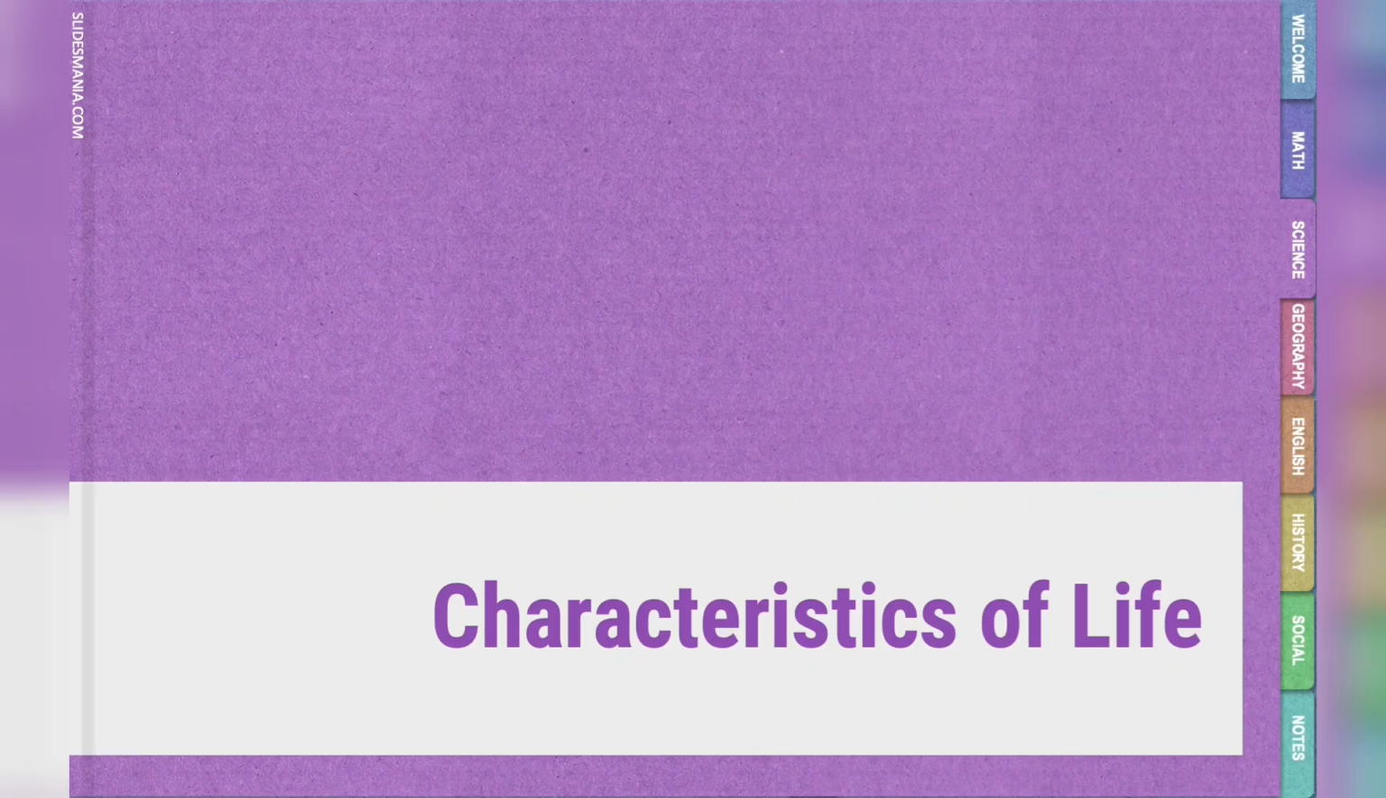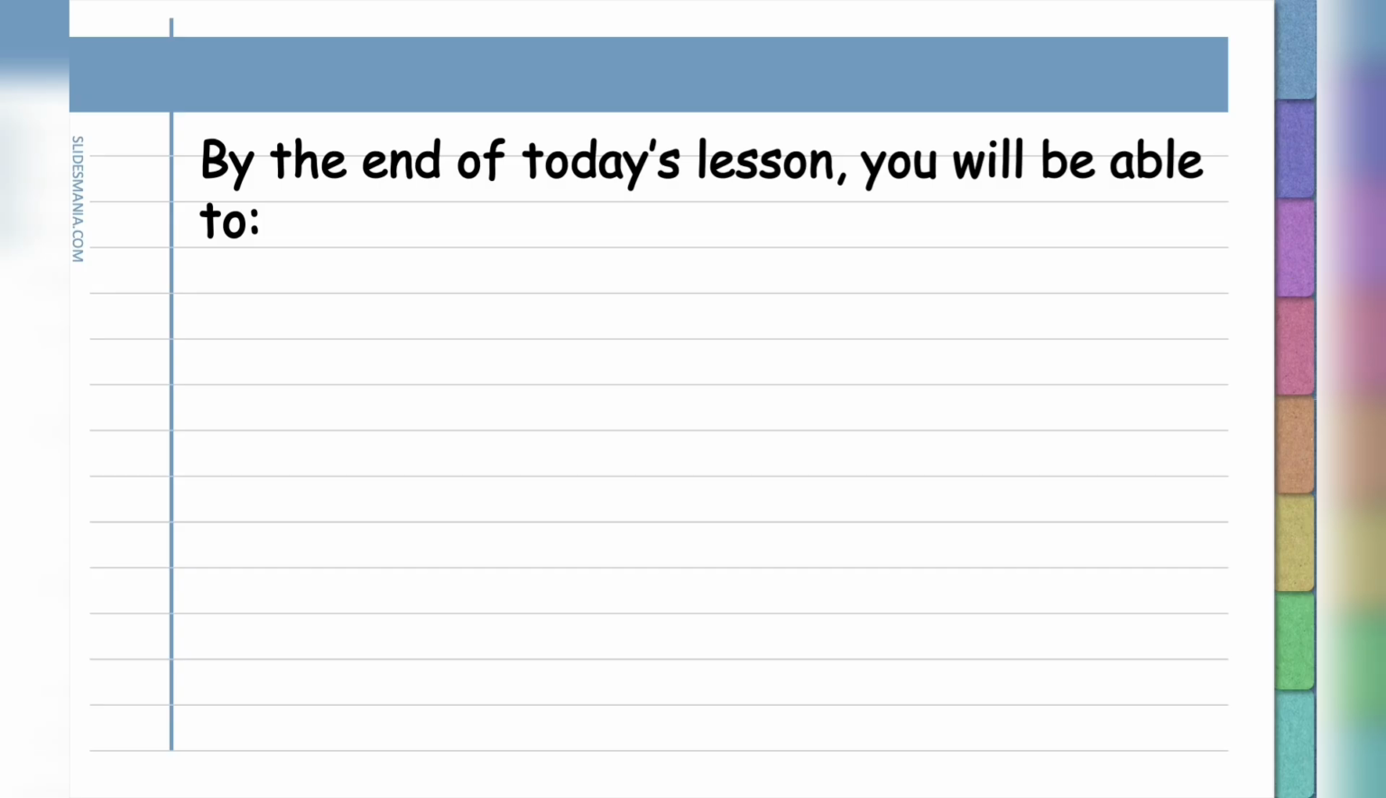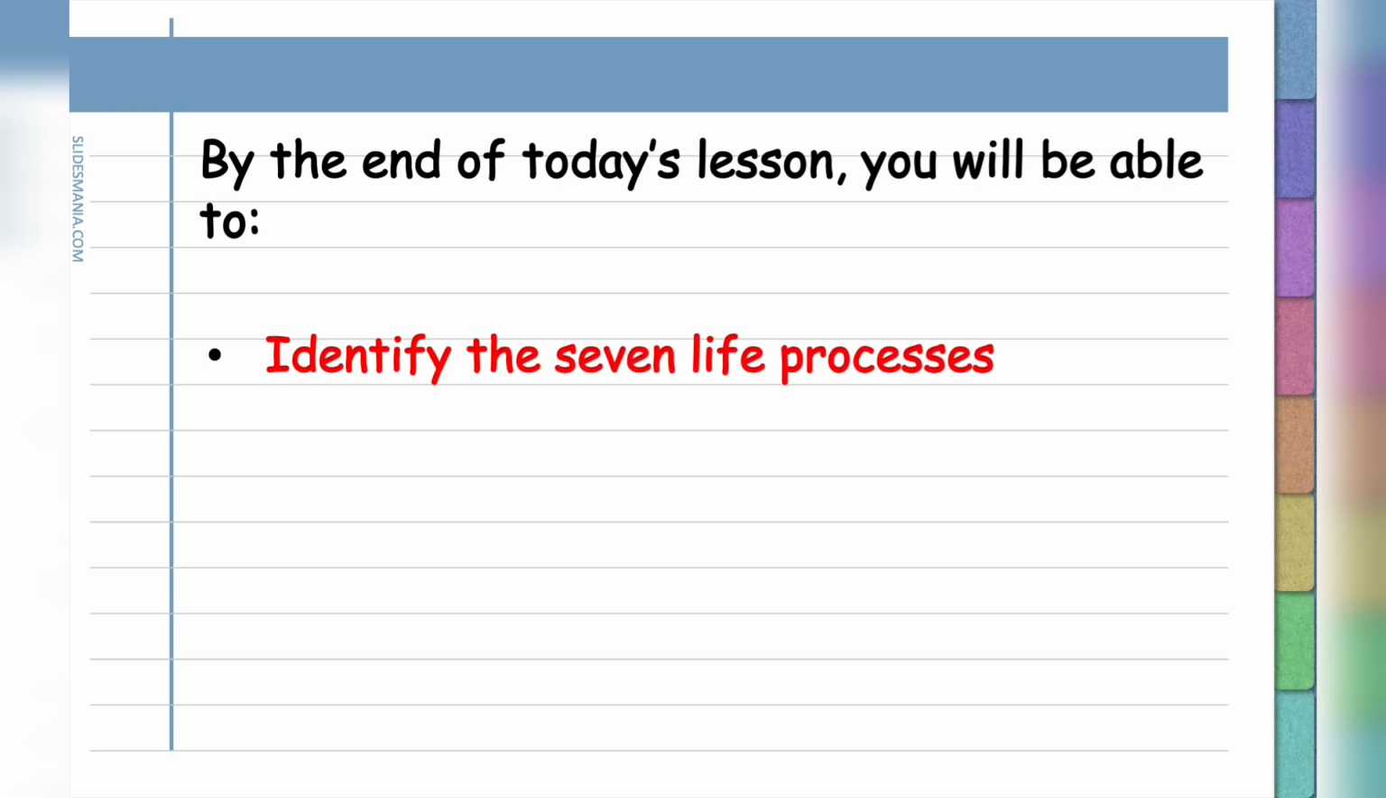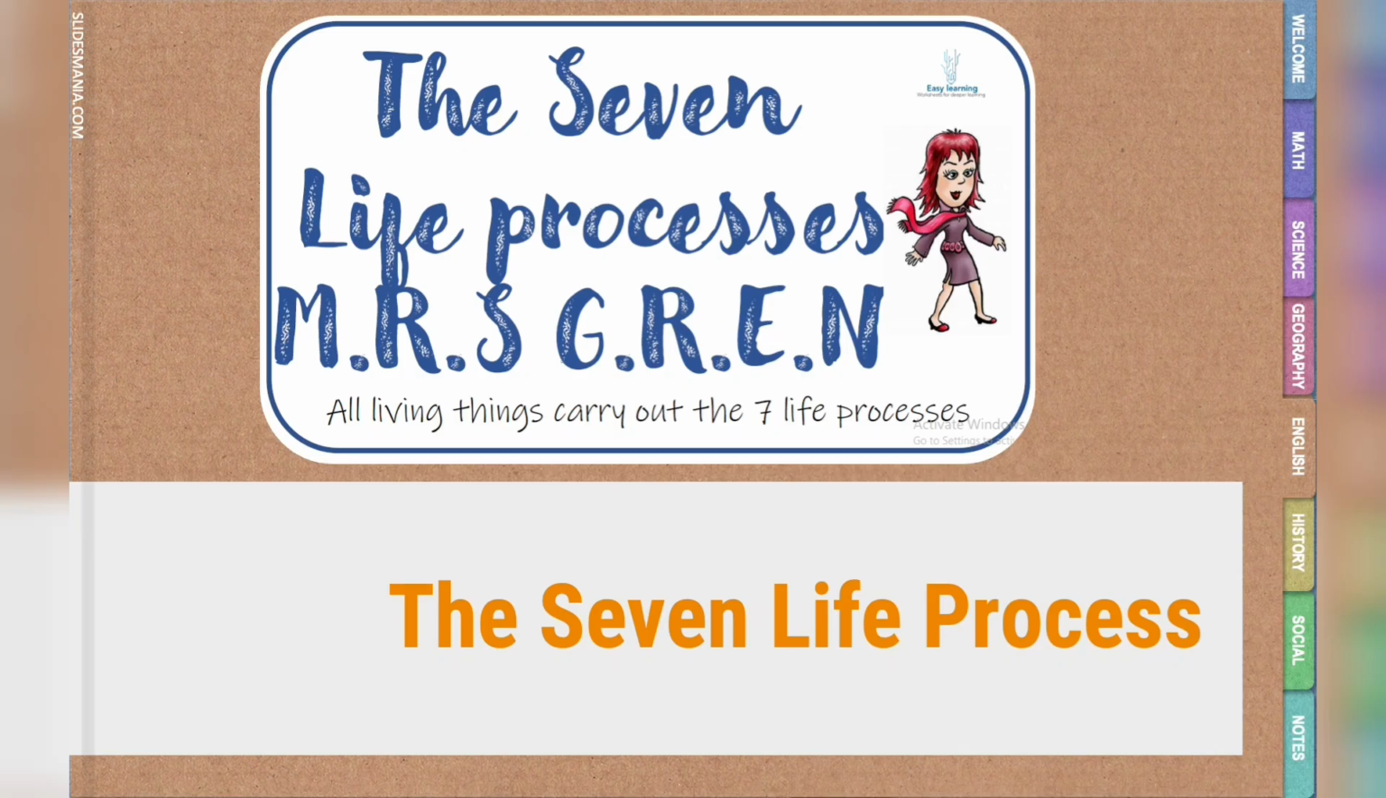Now today's lesson is about characteristics of life. We will see what are the characteristics of life in detail. By the end of today's lesson, you will be able to identify the 7 life processes. So the 7 life processes, we can remember it with the word Mrs. Gren, M-R-S-G-R-E-N. So all living things carry out 7 life processes.